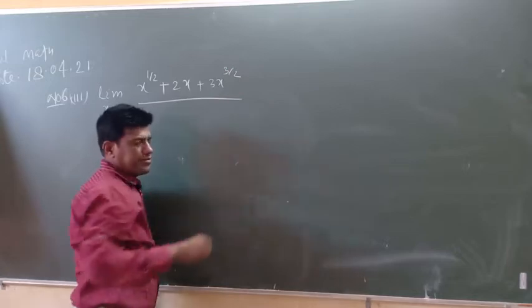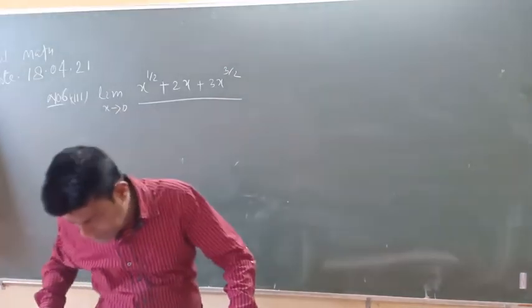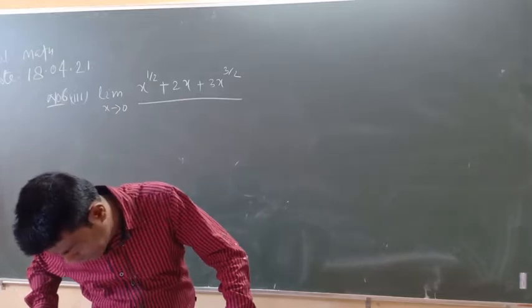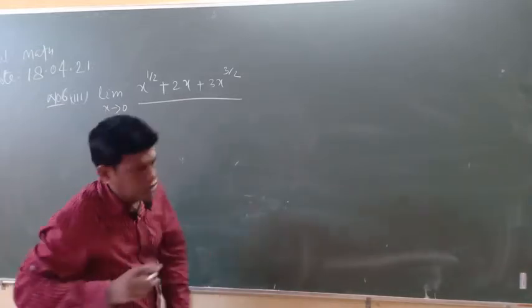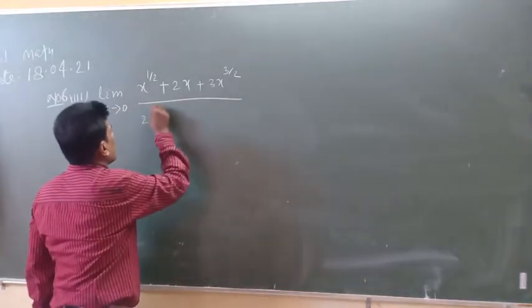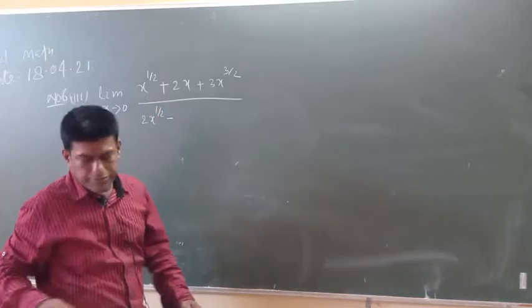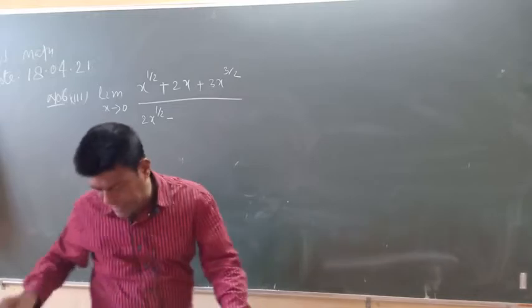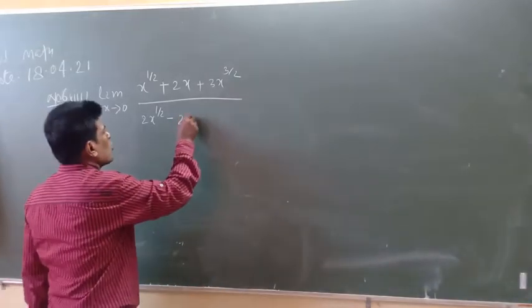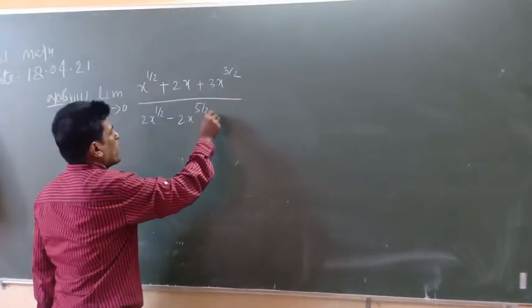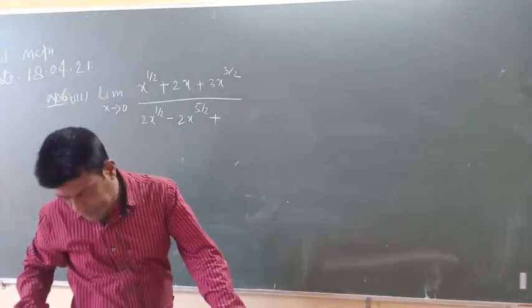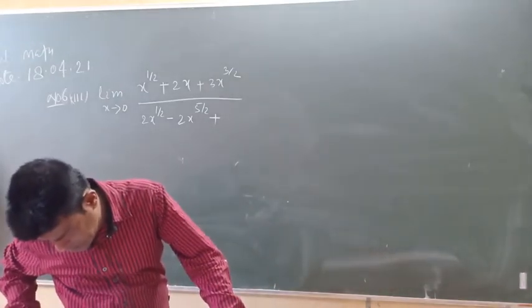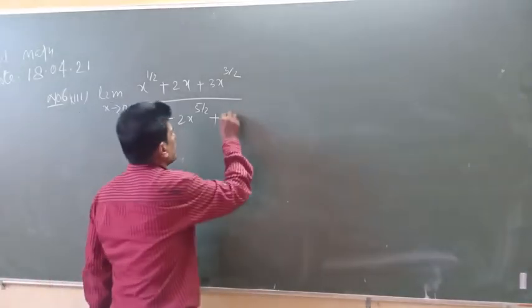2x to the power 1 by 2 minus 2x to the power 5 by 2 plus 4x to the power 7 by 2.